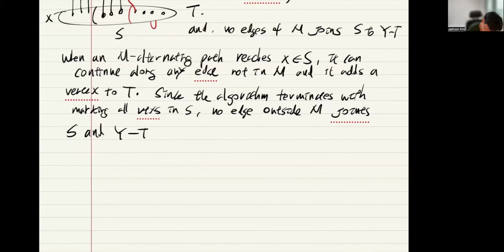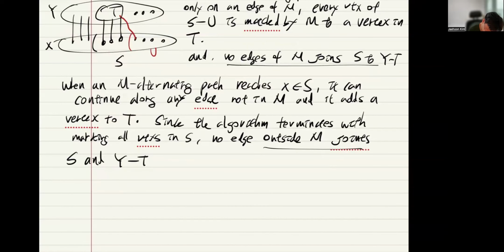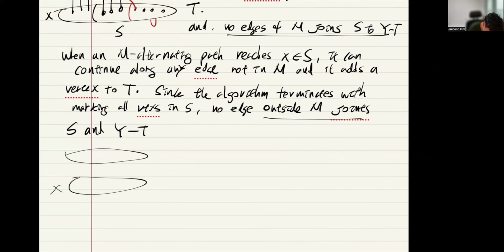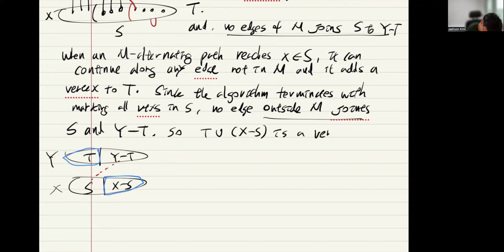So what do we know? No edges outside of M. And also we have already verified that there are no edges of M between S and Y minus T. That means in X and then Y, here we have T, Y minus T, we have S, and then X minus S. And there are no edges between S and Y minus T. Then every edge meets one vertex here. So T union X minus S is a vertex cover.